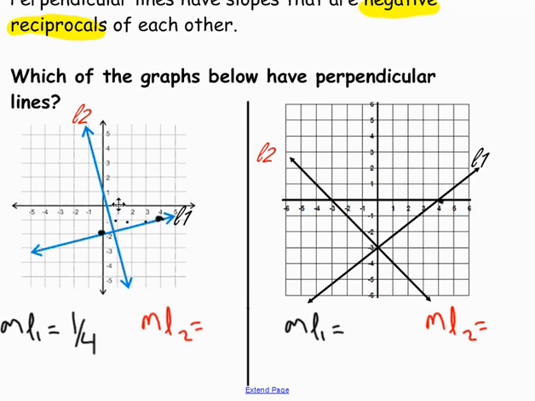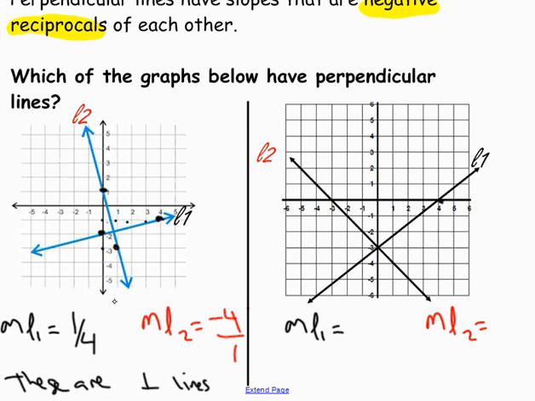What's the slope of line 2? I'll pick two exact points, this one over here and this one over here. So it goes down 1, 2, 3, 4 over 1. So that's a negative slope, so it's down 4 over 1. These lines are perpendicular. The slopes are negative reciprocals of each other.